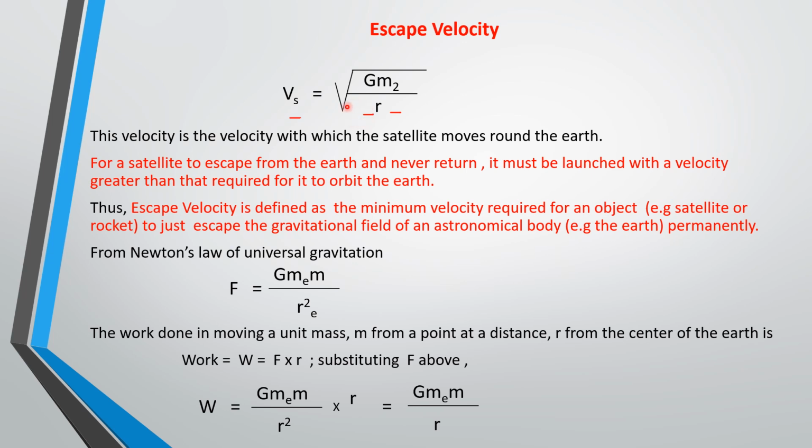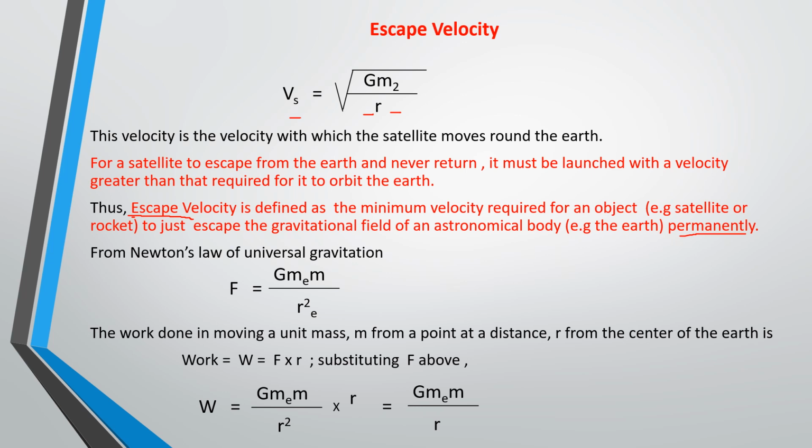Okay, and that velocity is defined as the minimum velocity required for an object, e.g. a satellite or a rocket, to just escape the gravitational pull of the Earth permanently. That is what is called escape velocity: the minimum velocity that is required for a satellite to escape the Earth's gravitational pull permanently is called escape velocity.